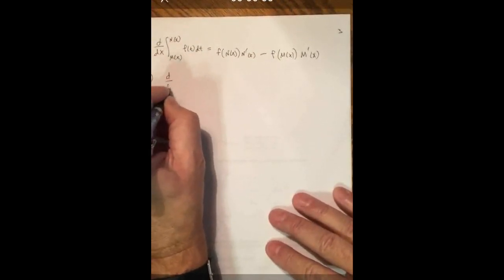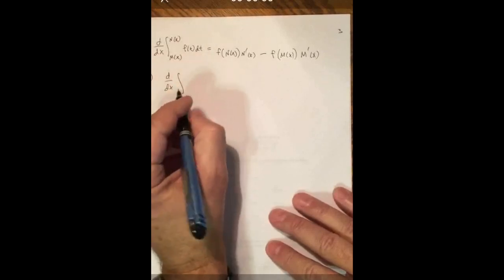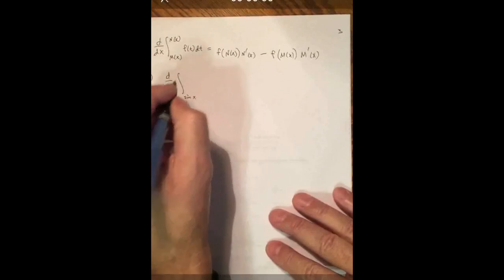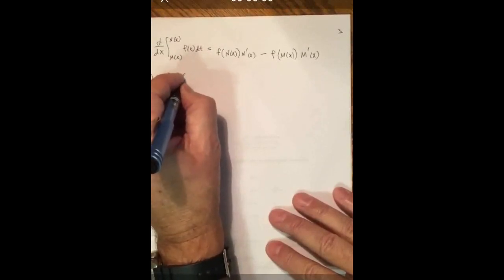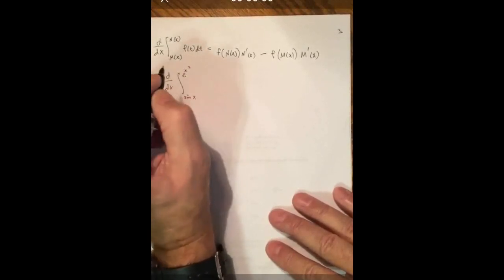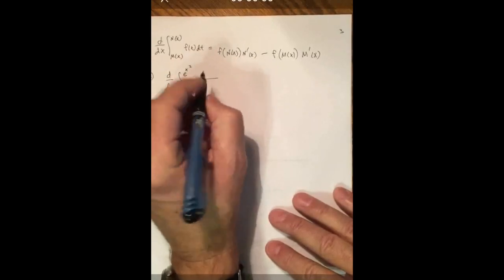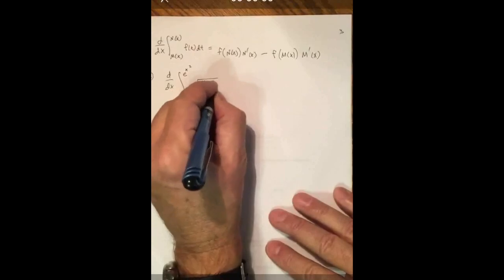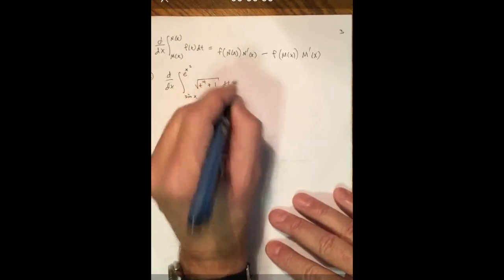Let's look at an example. Suppose we want to find the derivative. And let's say downstairs we have sine x. The lower limit is sine x. And the upper limit is e to the x squared. And then let's say in this problem that the integrand is the square root of t to the 4th plus 1. Okay?